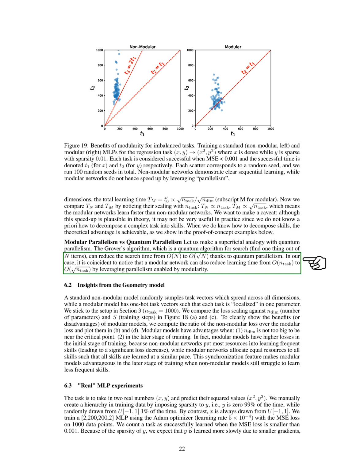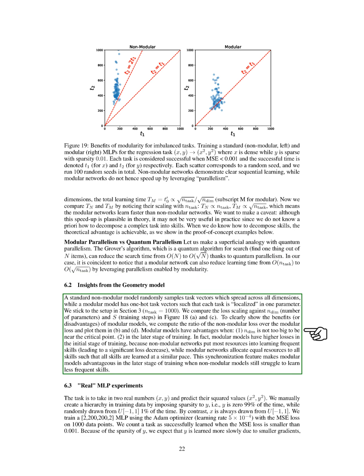Section: Insights from the Geometry Model. In this section, we explore insights from the geometry model. We note that a standard non-modular model randomly samples task vectors across all dimensions, while a modular model uses one-hot task vectors, localizing each task to a single parameter. We maintain the setup from the previous section, where we have 1,000 tasks. We compare the loss scaling against the number of parameters and training steps in our figures.